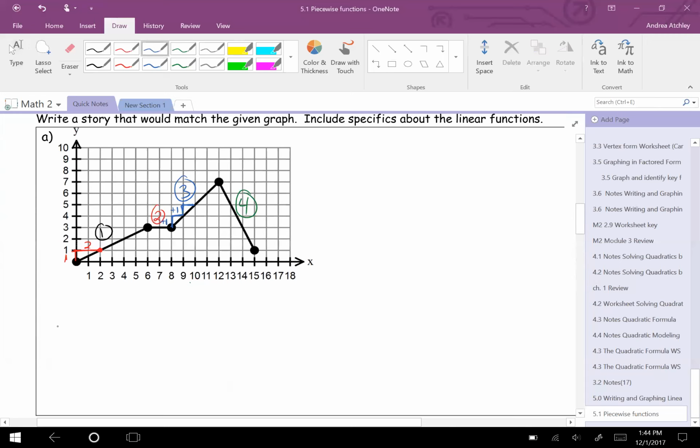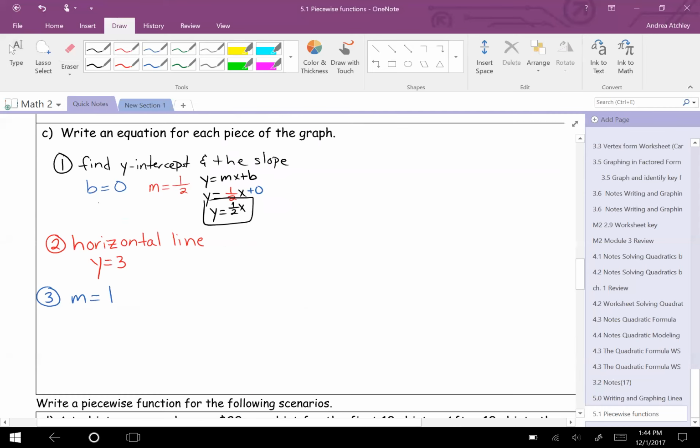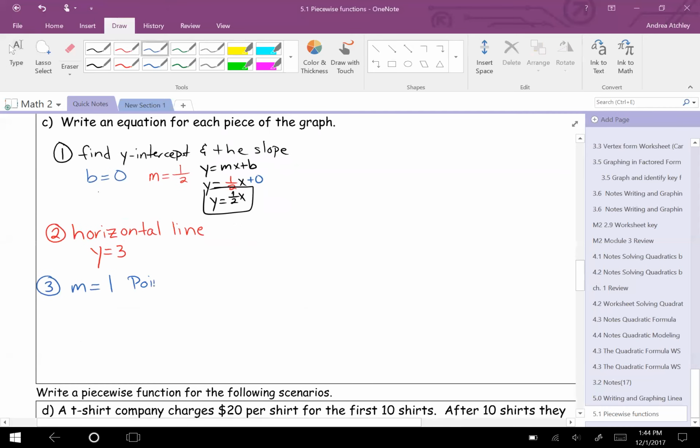So I need to use the point-slope formula. I need the slope and a point. I'm just going to use that first point that it starts on. You can use any point on that line. I just tend to use the starting point. So that point is (8, 3): 8 for x and 3 for y. And again, we have to find a point because I don't see the y-intercept from the graph.